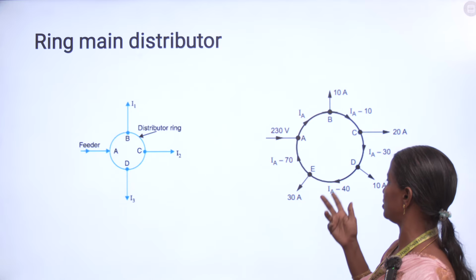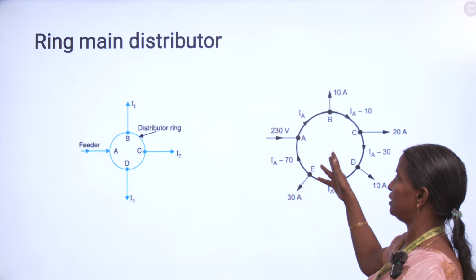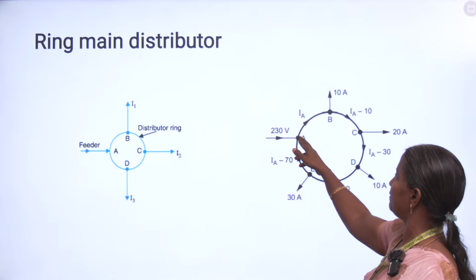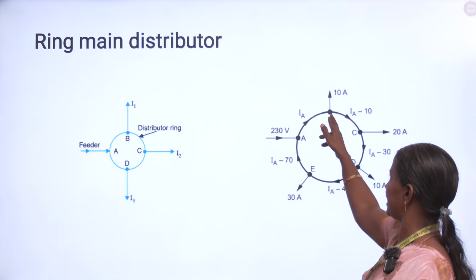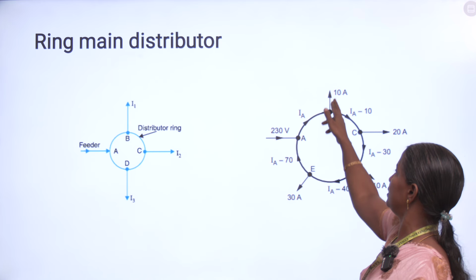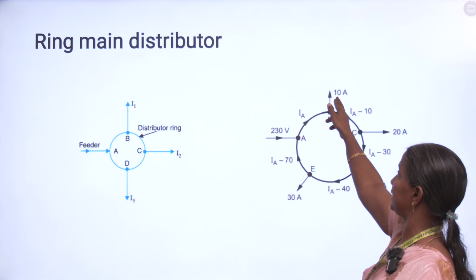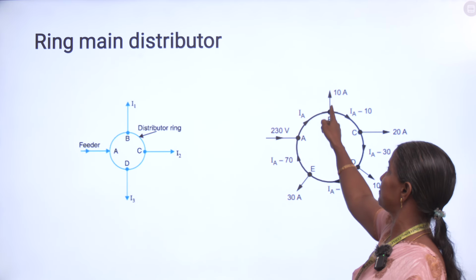So there are some calculations we have to do after that. If you have the feeding point here, this current is IA. When it reaches the node B, the load connected here is 10 amps. 10 amps will be taken out.